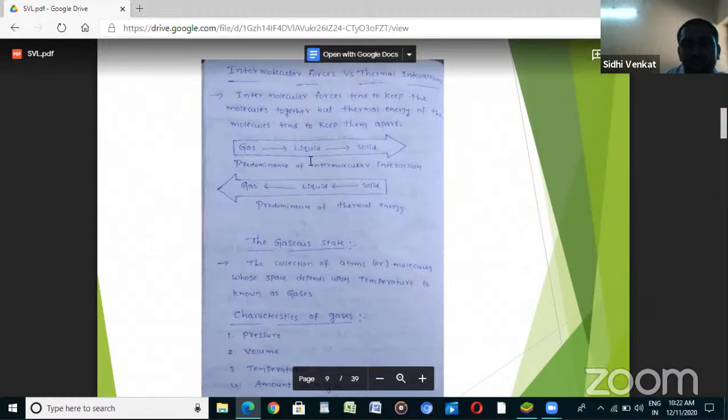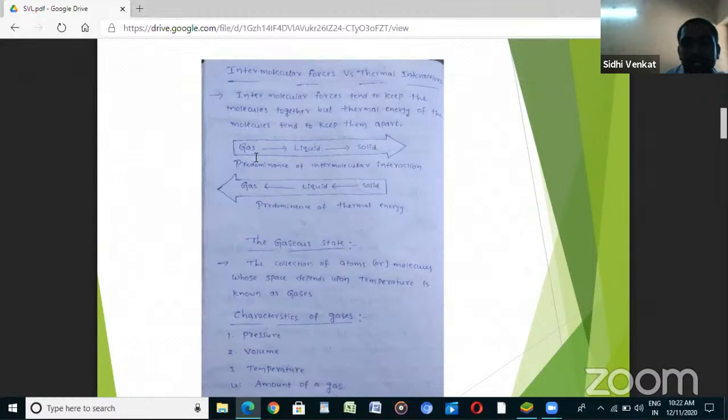In intermolecular forces, interaction is moving on the gas to liquid and liquid to solid, the forward side. In the thermal energy, solid to liquid and liquid to gas is the backward side.